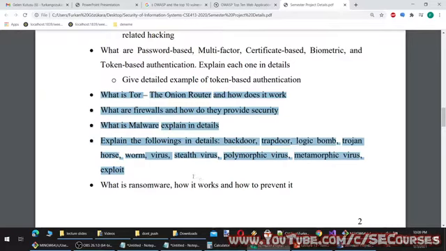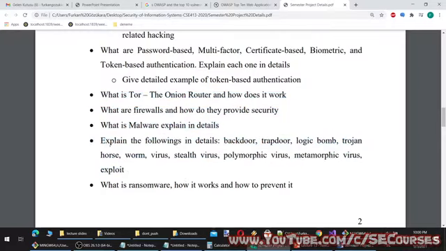Explain the followings in details: backdoor, trapdoor, logic bomb, Trojan horse, worm, virus, stealth virus, polymorphic virus, metamorphic virus, exploit. Okay, when I say explain, I am expecting from you a better article than what we are showing in our lecture slides. Okay, do not just copy and paste the lecture slides. That is not what I want. I want you to do research, find proper sources.